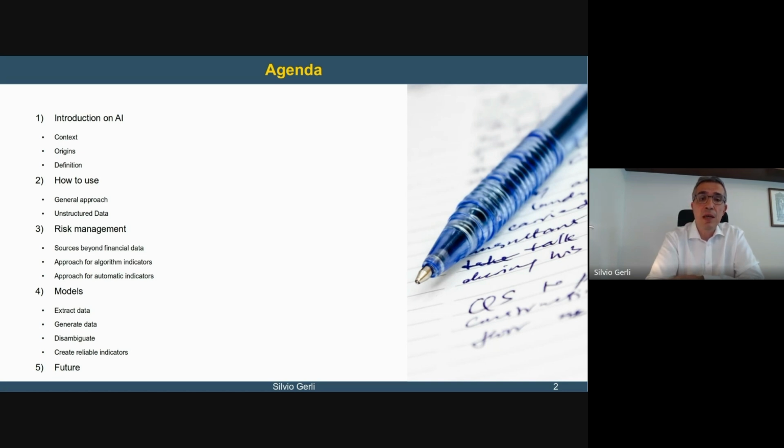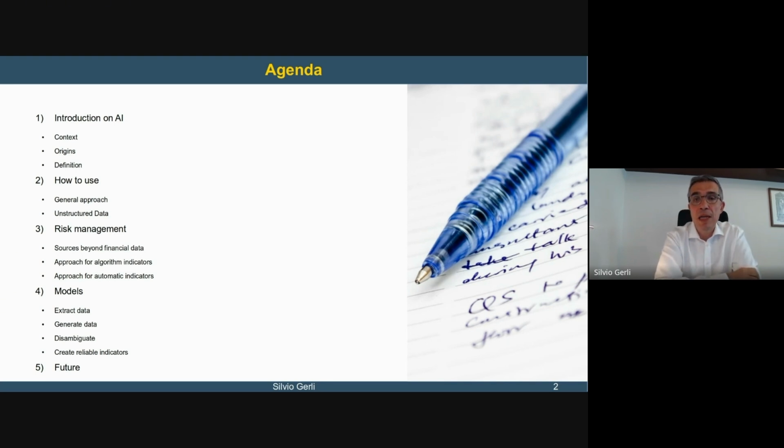So we will see the approach that could be used to create an indicator with an algorithm, with the know-how of the experts of the domain, and the approach with automatic indicators using the capabilities of artificial intelligence and models, automatic models and statistical learning and so on. Then we will see the models about how to extract data, how to generate data with generative AI, and the aim of disambiguation, because of course when we get information from a huge amount of unstructured data, we have to disambiguate, because there are collisions, homonymies and so on. And finally how to create reliable indicators. So that is our main aim.